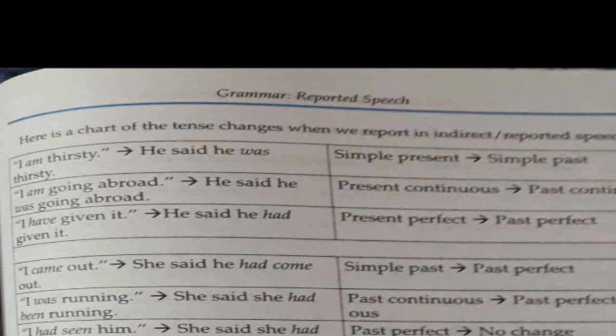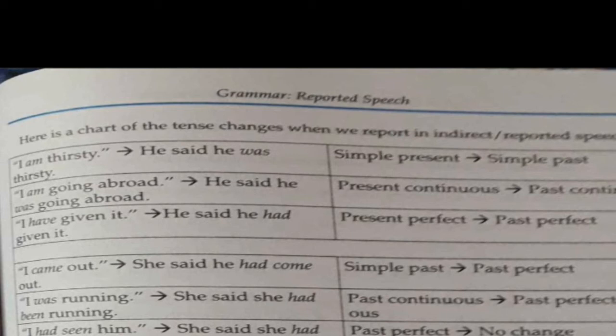So I'm thirsty. He said he was thirsty. So "I am thirsty" is simple present. "He said he was thirsty" is simple past. In the same way, "I am going abroad." "I am going" is present continuous tense. This present continuous tense is also called the ing tense. "I am going abroad." Then "he said he was going abroad" is past continuous.